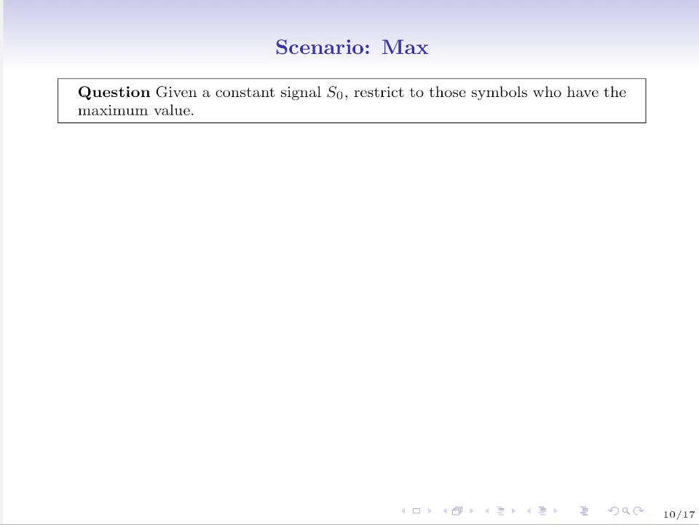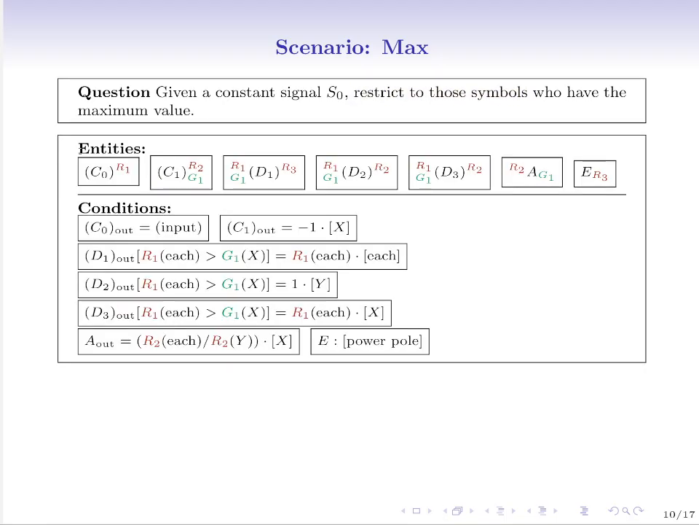And here is kind of a bonus example, because the examples we did before are kind of simple. It's just one combinator, so what's the big deal, right? Let's see something more complicated. Suppose I have a constant signal that's an input, S0, and I want to restrict to the symbols that have the highest value. You could have multiple symbols that have the highest value, and I want to get all those symbols. So here's the implementation.